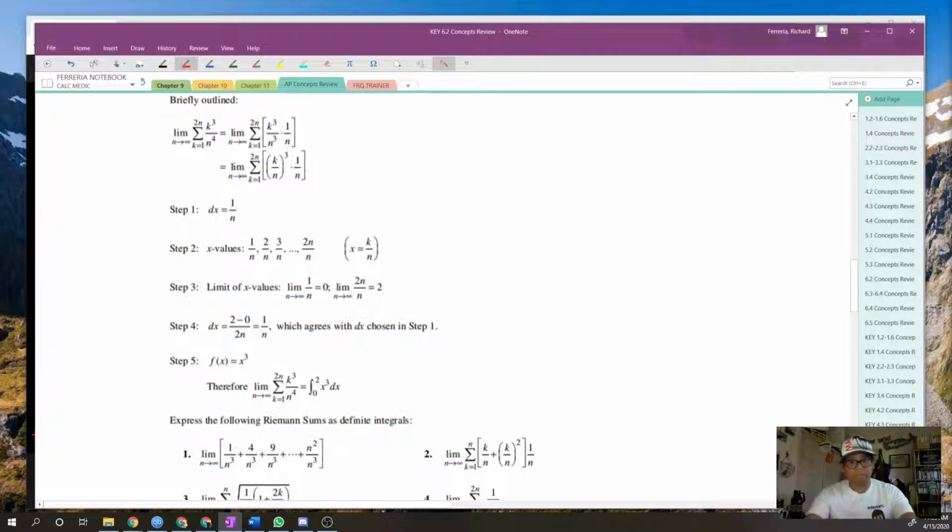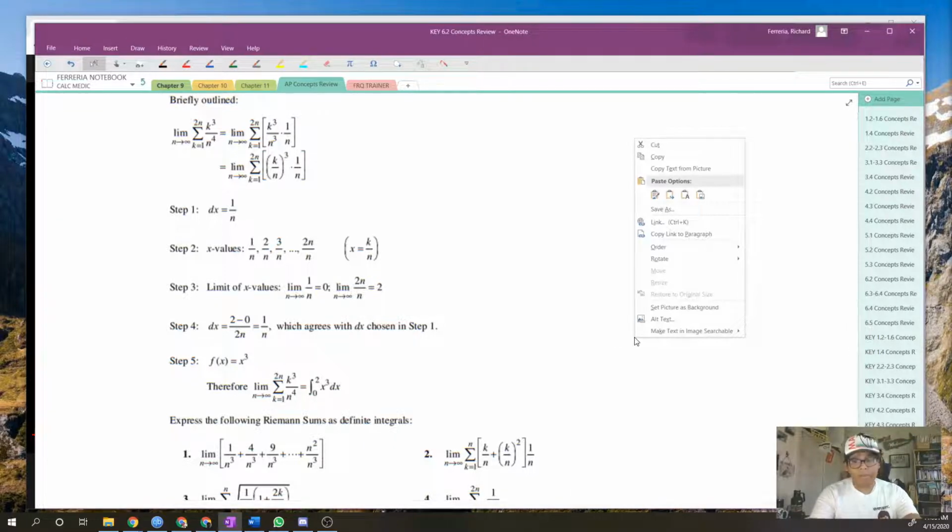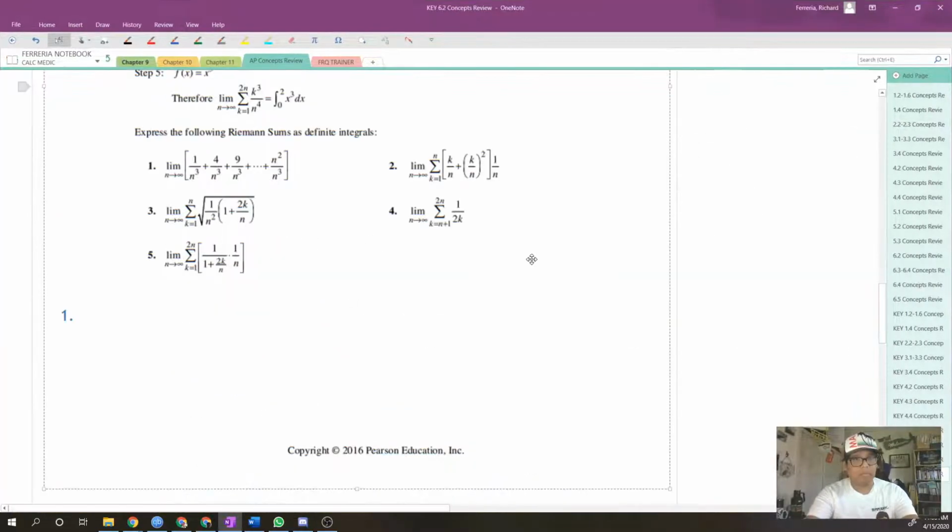Okay. So let's have ourselves a look at question 1. With question 1, we have this written not as a summation, but as a sum.